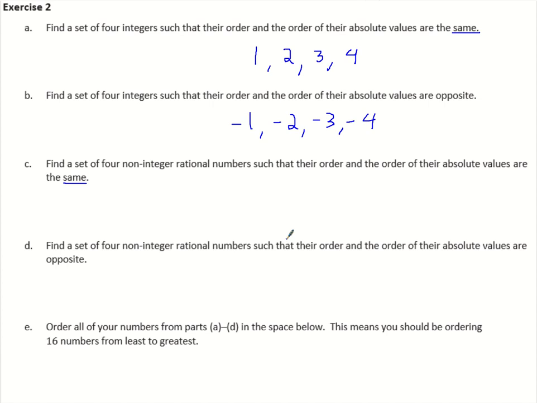And here's the good news. We can also pick really simple numbers like this and do something like 0.1, 0.2, 0.3, and 0.4.